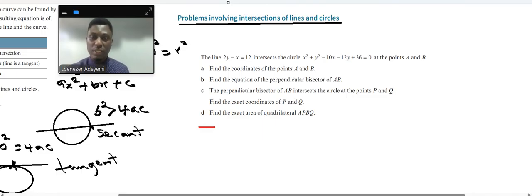And question C says, the perpendicular bisector of AB intersects the circle at the points P and Q. So, find the exact coordinates of P and Q. The same circle. Question D says, find the exact area of the quadrilateral APBQ. Okay, let's look at the questions together.